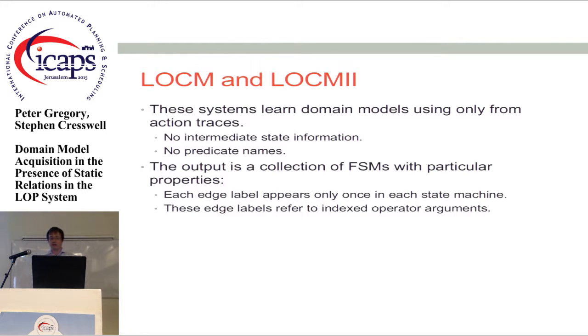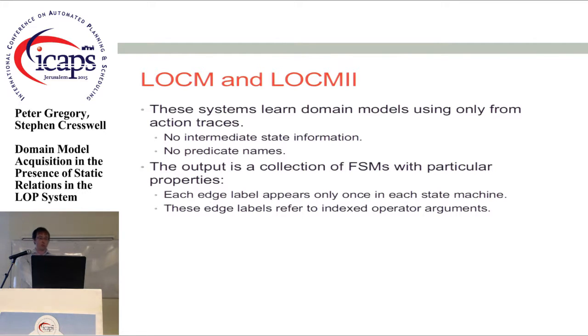Okay, so the previous work we'll see a little bit of. So LOCM and LOCM2 are unique in these domain model acquisition programs in that they learn domain models from only action traces. Okay, so we don't have any other information except the action trace. So that seems like a hard problem. So if we're going to learn anything from these things, then we're going to have to make some assumptions about what the target model is.